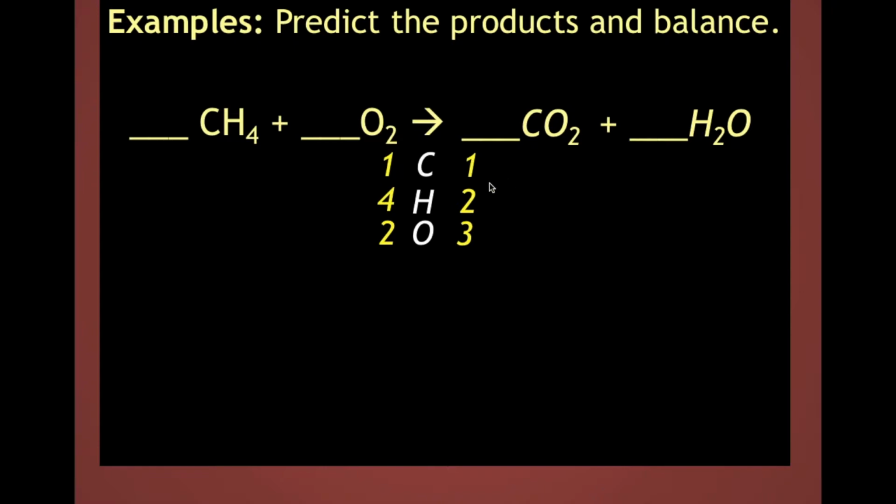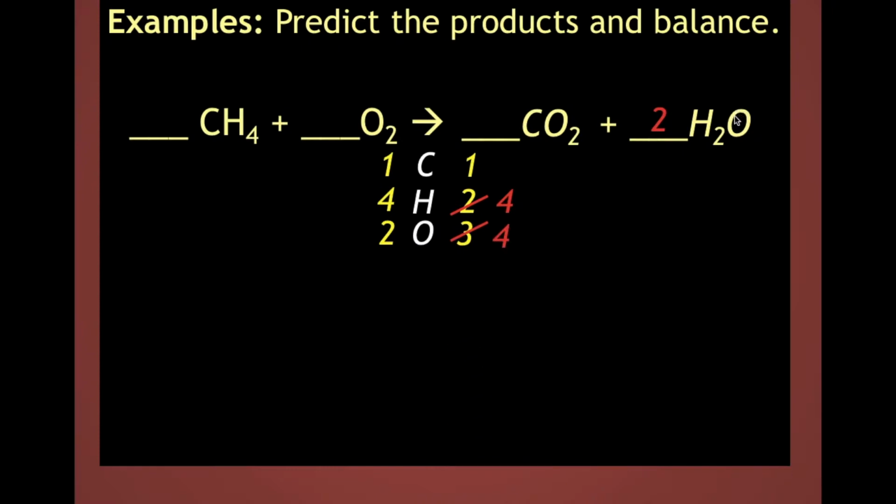Carbons are balanced, but probably not for long. Hydrogen, we need 2 more over here. So if we added 2 here, we will have our 4. So carbon and hydrogen are balanced. Sorry, we need to update our oxygen on this side.